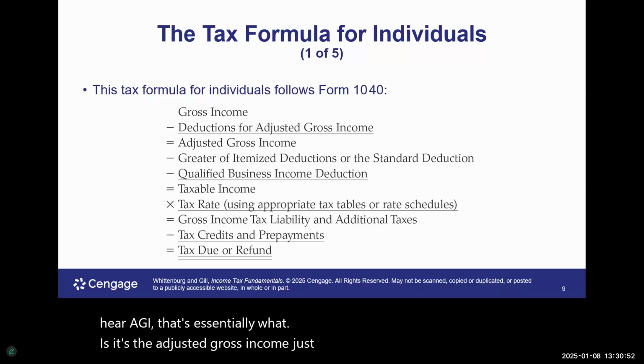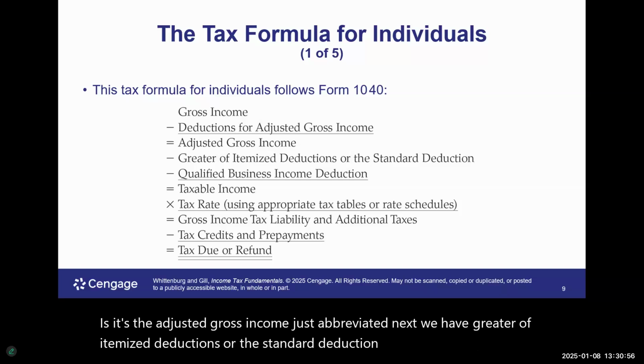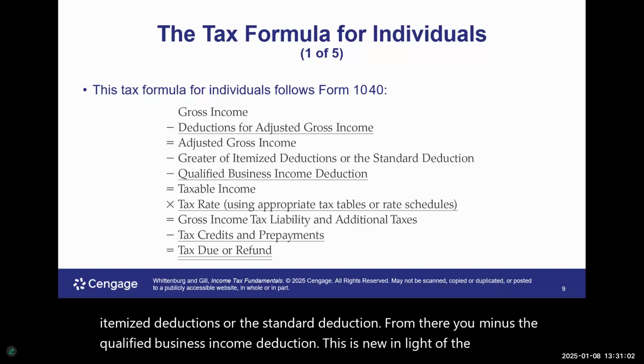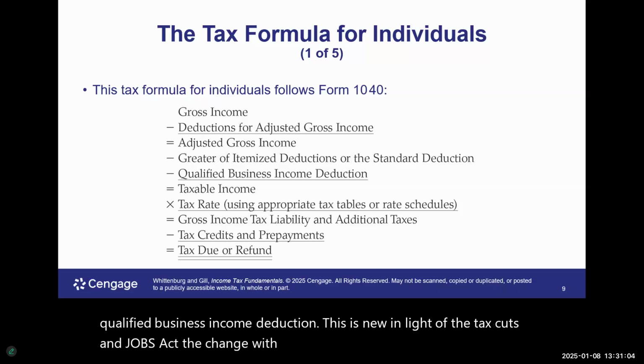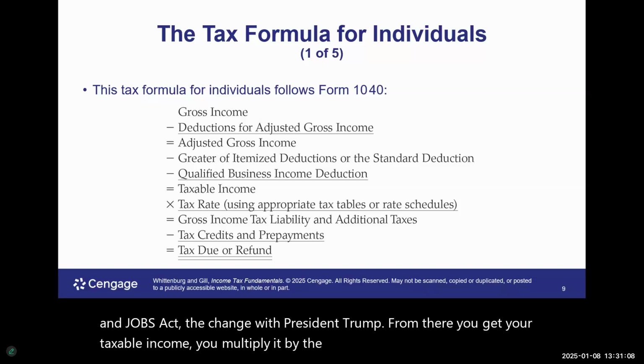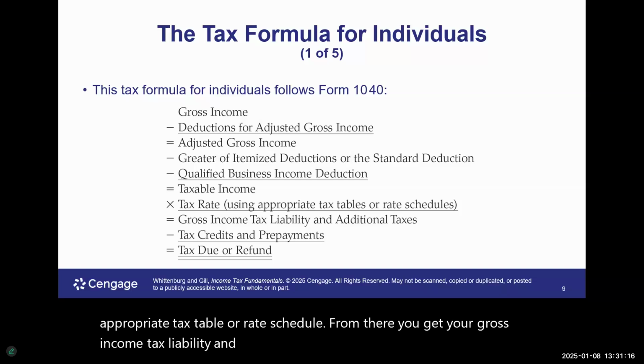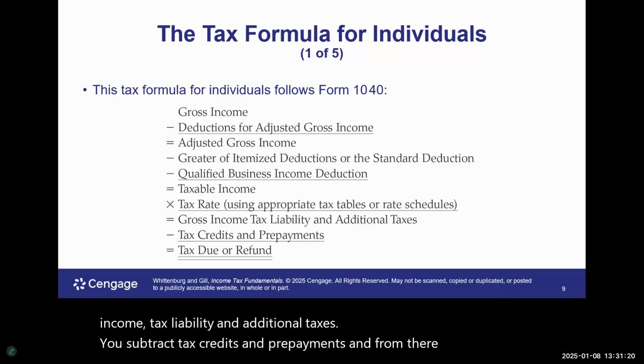Next, we have the greater of itemized deductions or the standard deduction. From there, you subtract the qualified business income deduction. This is new in light of the Tax Cuts and Jobs Act, the change with President Trump. From there, you get your taxable income. You multiply it by the tax rate, and you use either the appropriate tax table or rate schedule. From there, you get your gross income tax liability and additional taxes. You subtract tax credits and prepayments, and from there you get the tax due or refund.